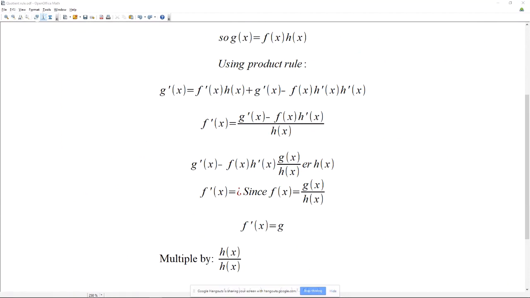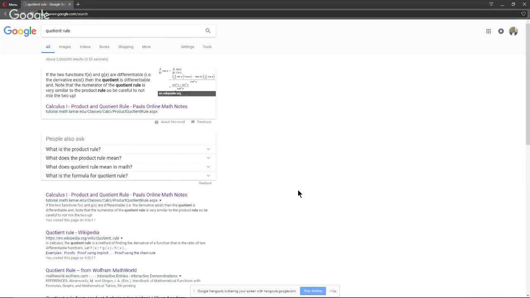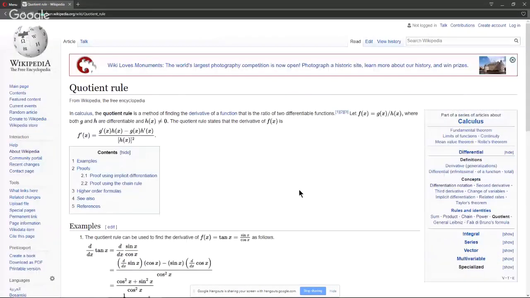Let me see what you got. But I know it. I know how it's supposed to look in my head, but I can't make it work out in the program. So let's just look here. We're going to go to quotient rule on Wikipedia, and then I'll look at your thing.